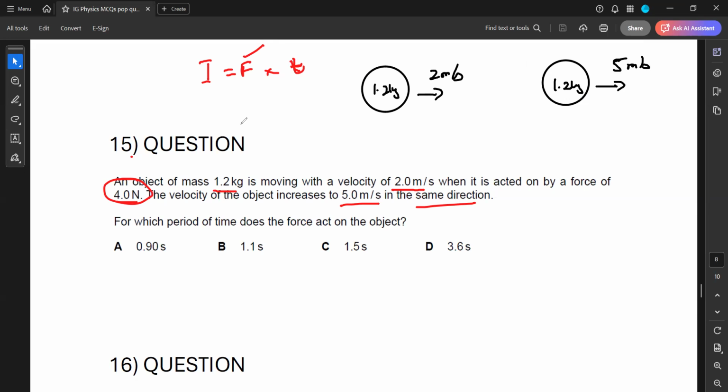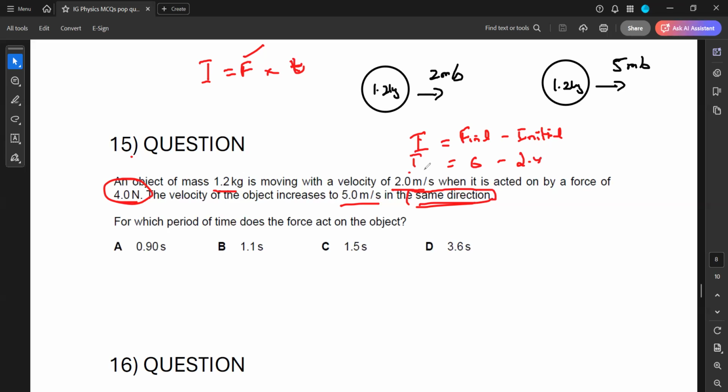How do I get the impulse in this case, when the object does not change direction? What should be the formula? Subtract. So it will be the final minus the initial momentum. What about the final? 1.2 into 5, which is equal to 6. Minus the initial, 1.2 into 2, which is equal to 2.4. So when you subtract 2.4, you get 3.6.